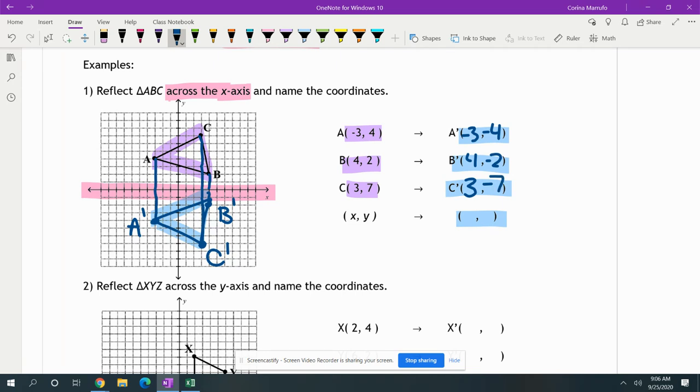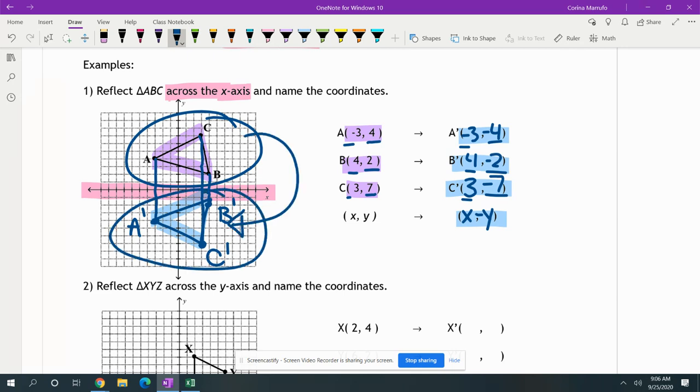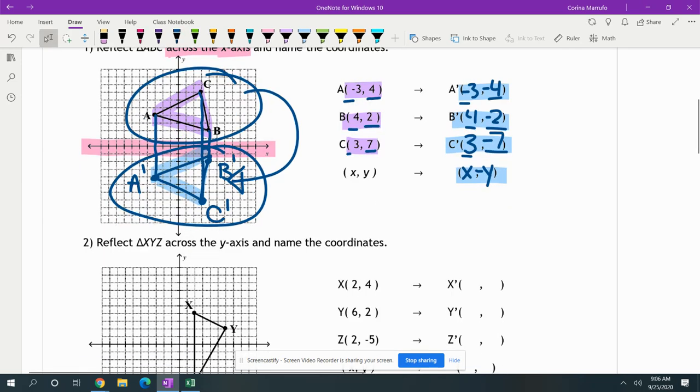If we look, our x values seem to stay the same, but what changes is our y values. Before it was 4, now it's -4. Before it was 2, now it's -2. Before it was 7, now it's -7. So that means that our x value stays the same, but our y value changes signs. If you notice here, our triangle is on top, and it gets reflected across the x-axis to the bottom. So it ends up going from the positive y values down to the negative y values. So that's what happens here. Okay, so let's go ahead and look at the next one.